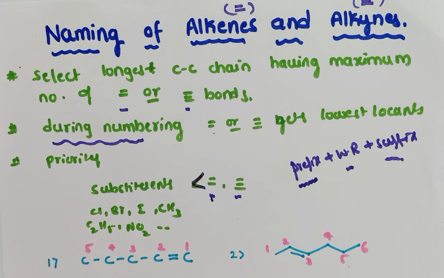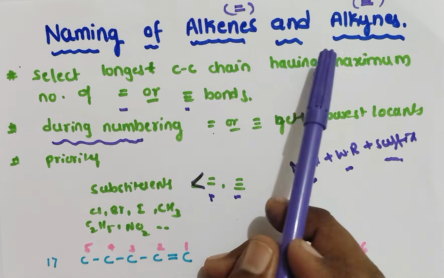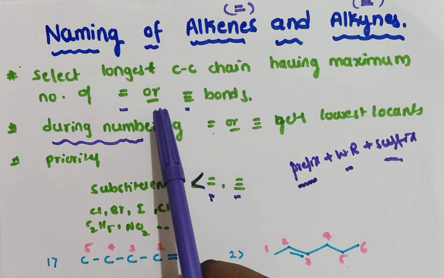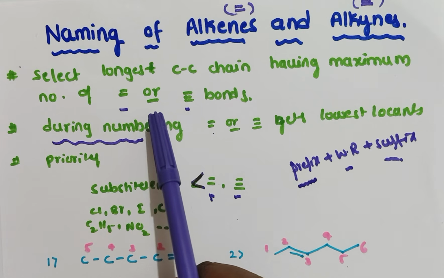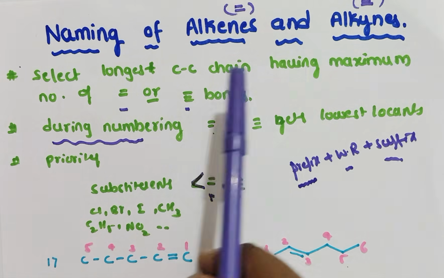Today we are going to switch our concentration to one more important concept of nomenclature, that is, naming of alkenes and alkynes. In our previous video, we already studied some basic rules for nomenclature of organic compounds. So we move towards naming of alkenes and alkynes.